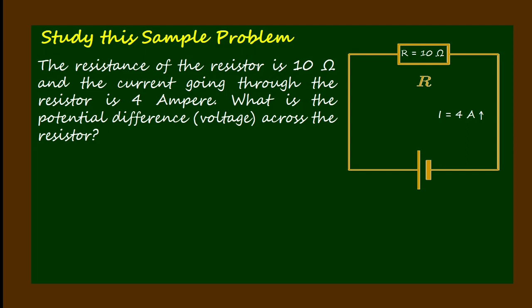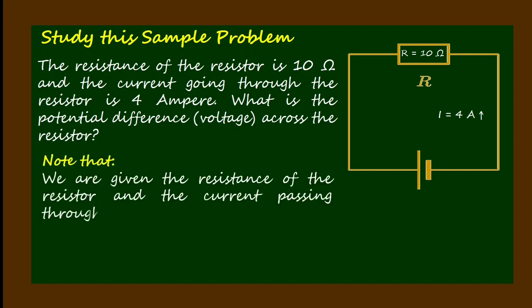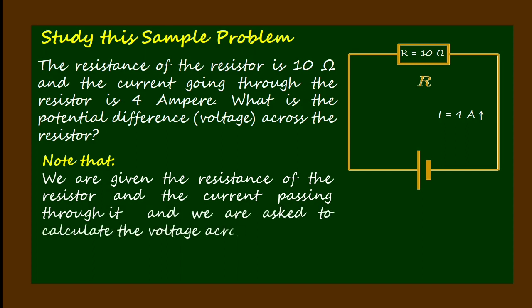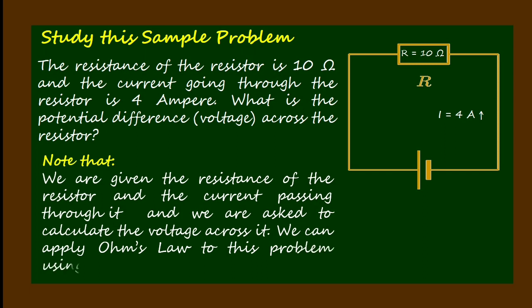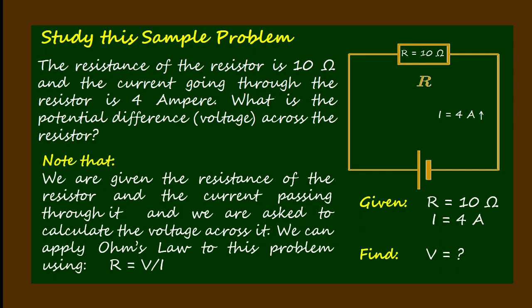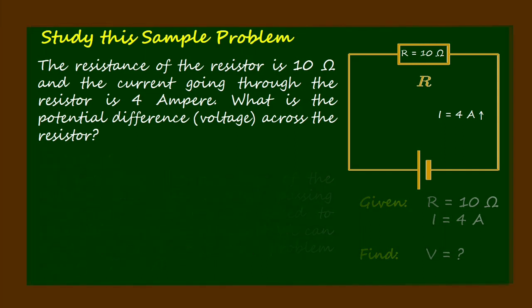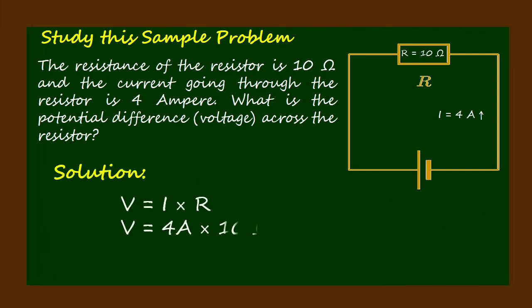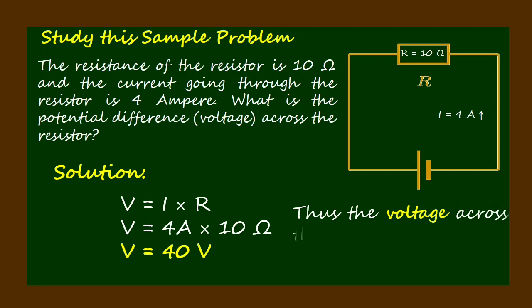Let's consider another simple problem. The resistance of the resistor is 10 ohms, and the current going through the resistor is 4 amperes. What is the potential difference or voltage across the resistor? Note that we are given the resistance of the resistor and the current passing through it, and we are asked to calculate the voltage across it. We can apply Ohm's law to this problem using R equals V divided by I. The given quantities: R equals 10 ohms, and I equals 4 amperes. The required is to find the voltage V. For the solution, voltage is the product of current and resistance, so 4 amperes is multiplied by 10 ohms. Thus, the voltage across the resistor is 40 volts.